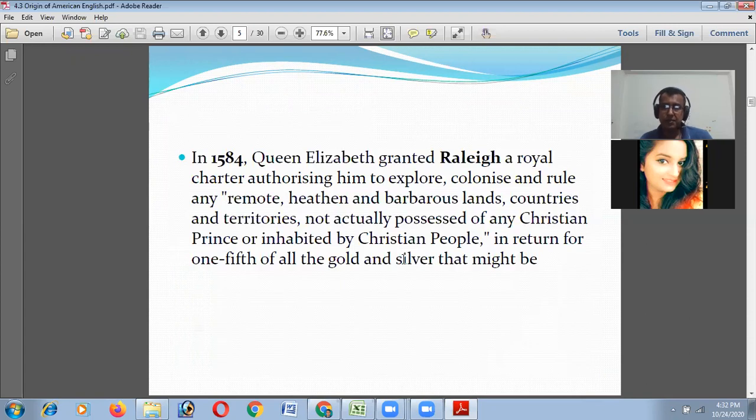Actually, Queen Elizabeth granted Raleigh a royal charter authorizing him to explore and colonize. As you see, colonize is spelled with S-E, but in American English, it will be Z. So colonize and rule remote heathen and barbarous lands, countries and territories, not actually possessed by any Christian prince or inhabited by Christian people. So this is the first time Walter Raleigh got approval from the Queen of England to explore the unexplored part of this world.